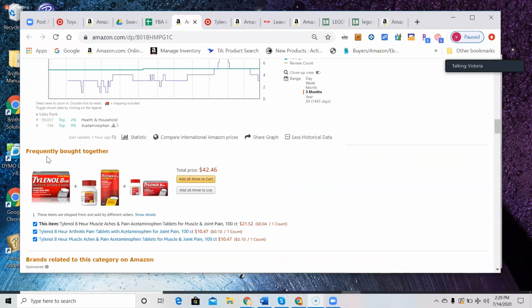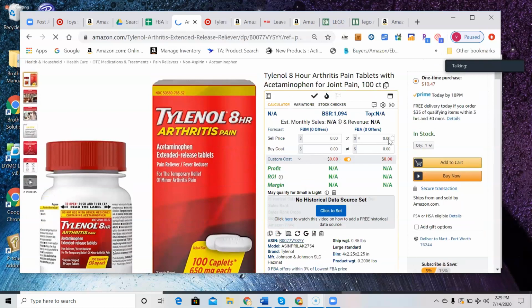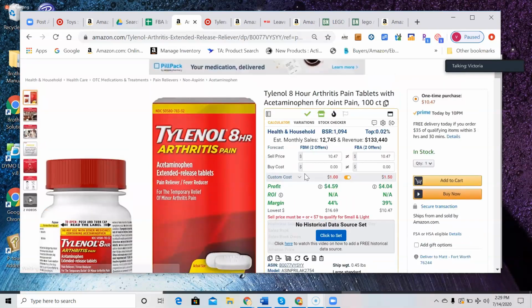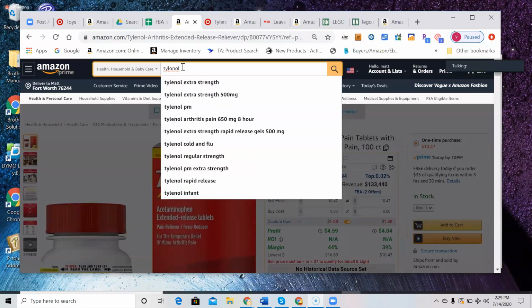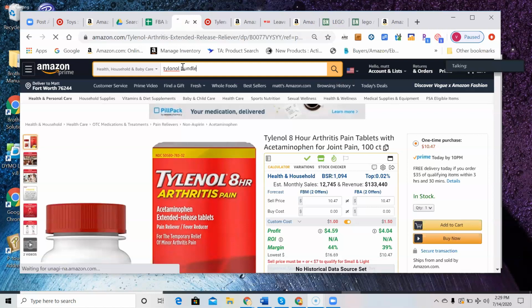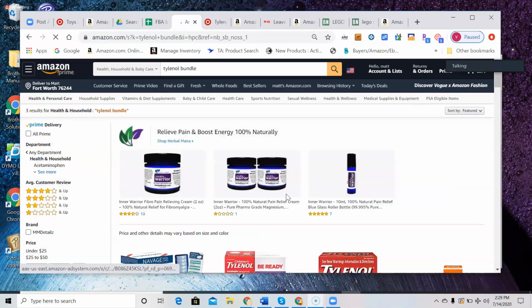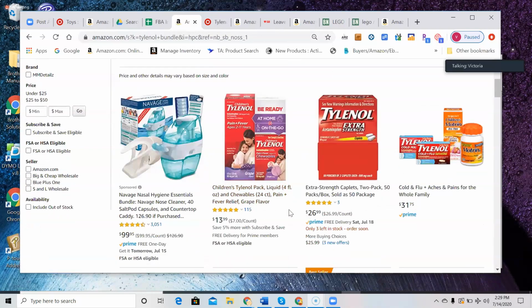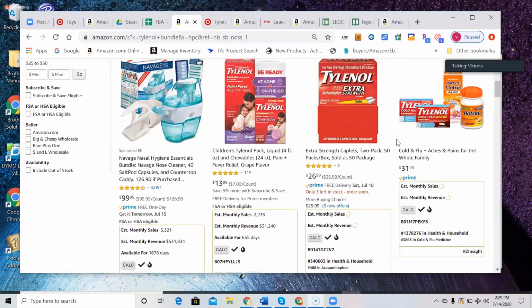So here again, we can go back and look at frequently bought together. There's Tylenol Arthritis. The price is kind of low, but if we go up here and type Tylenol bundle, maybe we'll get lucky. Helps if I spell it right. So there's a liquid and a chewable. That price isn't that great, but okay. So what's this one over here?